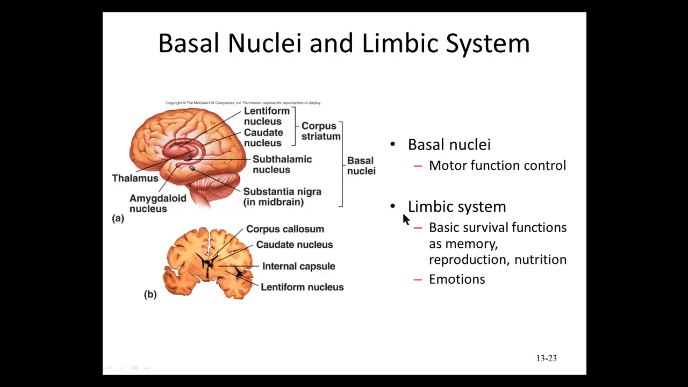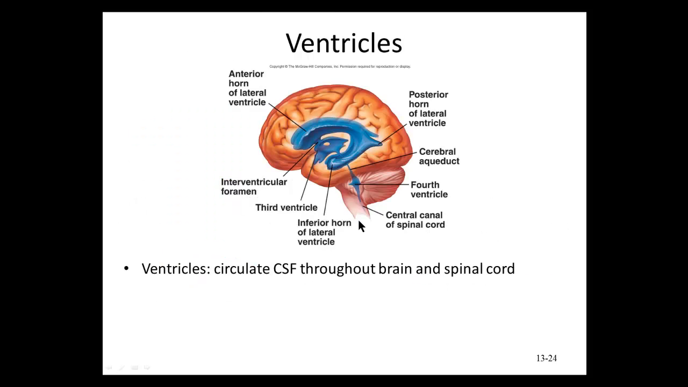The ventricles of the brain are open cavities within the brain which is filled with fluid, and the fluid inside there is cerebrospinal fluid, and it circulates throughout the brain tissue, nourishing the brain tissue.